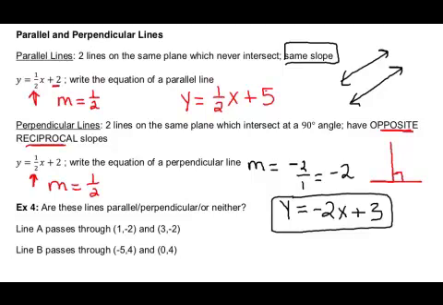And again, you could have any equation as long as the slope is the opposite reciprocal and the y-intercept is any number except for 2.